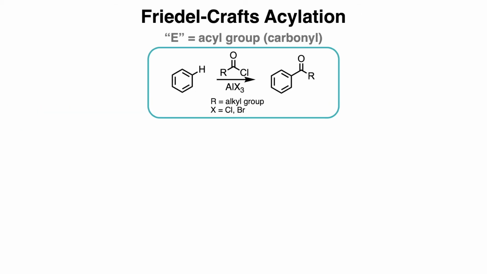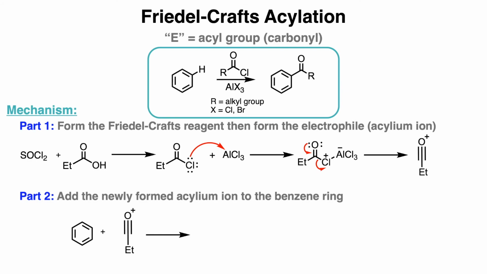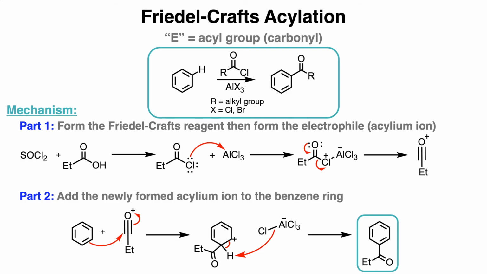And the last EAS reaction is called Friedel-Crafts acylation, where E is an acyl group or a carbonyl group. The mechanism starts with first forming the Friedel-Crafts reagent using thionyl chloride or SOCl2 with a carboxylic acid that contains your desired R group. This forms acyl chloride, which then attacks the aluminum atom in AlCl3. Then one of the lone pairs on oxygen pushes down to form a triple bond, and AlCl4- is broken off to form an acylium ion. Then we're going to add the acylium ion to benzene. One of the pi bonds in benzene attacks the carbon atom, and one of the pi bonds forms a new lone pair on O. Then AlCl4- deprotonates a hydrogen from the sigma complex to restore aromaticity in the new substituted benzene product.